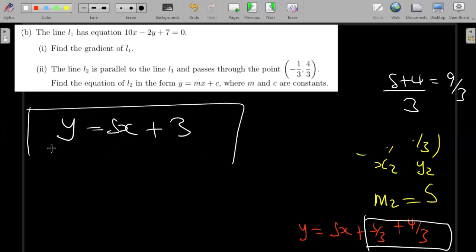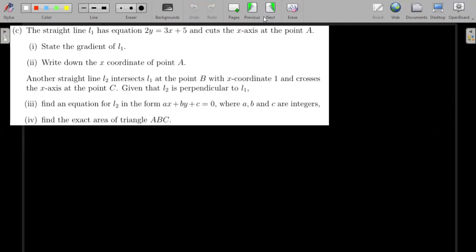So this here will be the equation of the line 2. Okay, so the line 2 will have this equation. So we're done with B2. We go to question C.